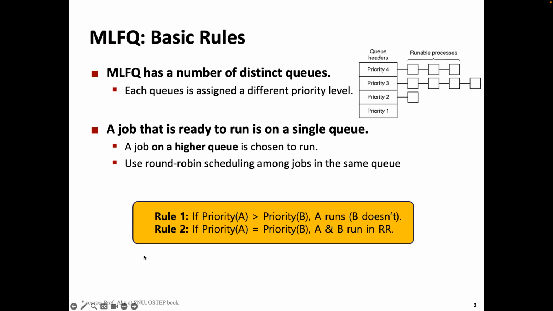이제 MLFQ, 멀티레벨 피드백 큐의 아주 기본적인 구조가 이제 이렇게 생겼어요. So 그래서 한번 보면, MLFQ's basic rules are here. MLFQ has a number of distinct queues. Each queue is assigned a different priority level. A job that is ready to run is on a single queue. So a job on a higher queue is chosen to run, and round-robin scheduling is used. RR, we already did that. Round-robin scheduling is among jobs in the same queue. Same queue means the same priority.